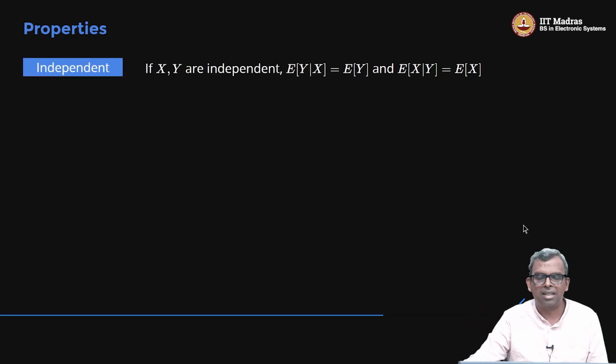We won't discuss these things in great detail, but I'll just conclude with them. First thing is, if x and y are independent, then expected value of y given x is expected value of y, and expected value of x given y is expected value of x. Okay? The conditioning doesn't matter.